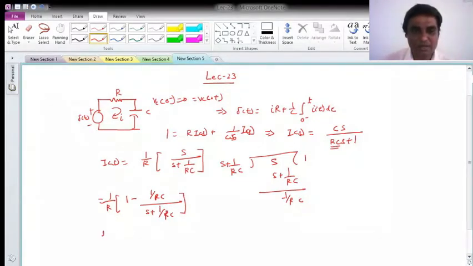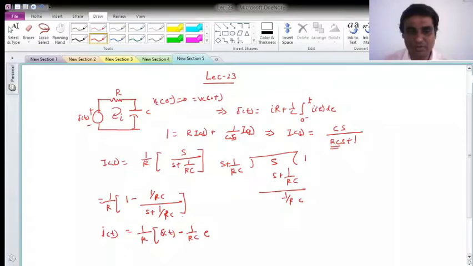Now I will take the inverse Laplace, which is a standard pair. The inverse of 1 is delta t, minus 1 over RC into the inverse of 1 over S plus A, which is e raised to minus AT. So it is minus 1 over RC into t, into, remember, U of t.